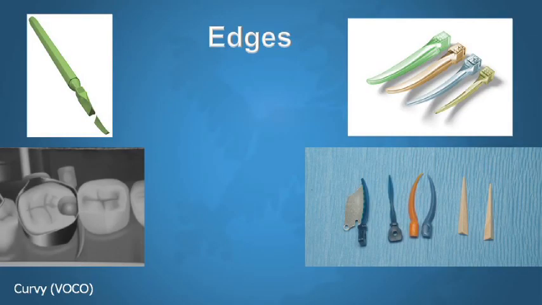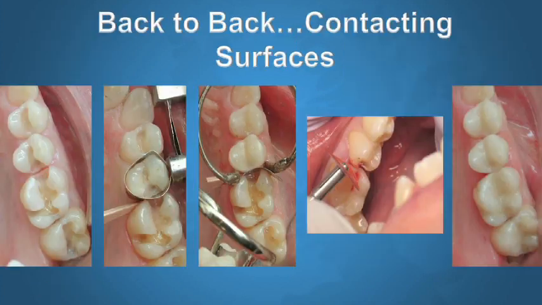Wedges, believe it or not, I'm still using mostly wooden wedges. I think they're pretty good, and the wooden wedge is still, to me, one of my favorites. When you're doing your back-to-back composites, this is not like the old days when we used to be able to do two amalgams at the same time. You're definitely going to have to do one composite at a time.